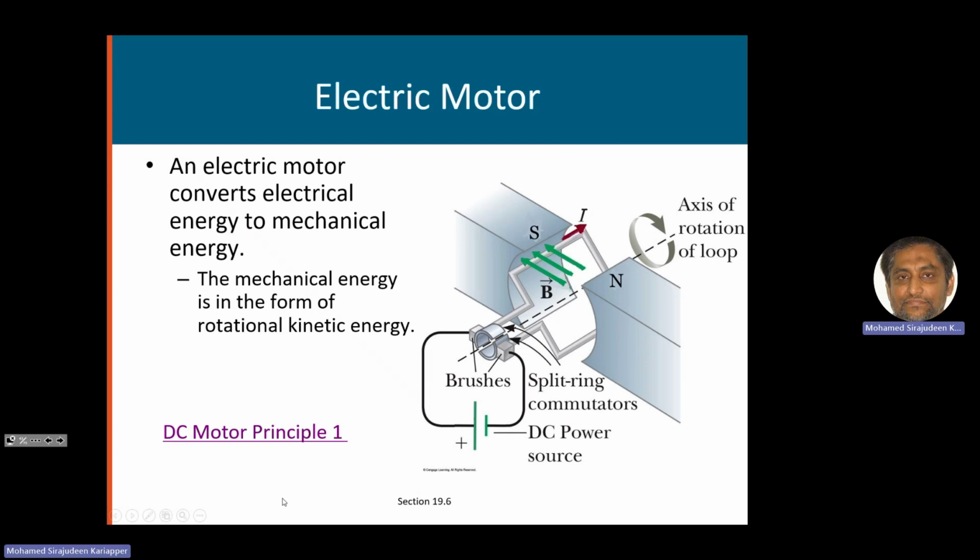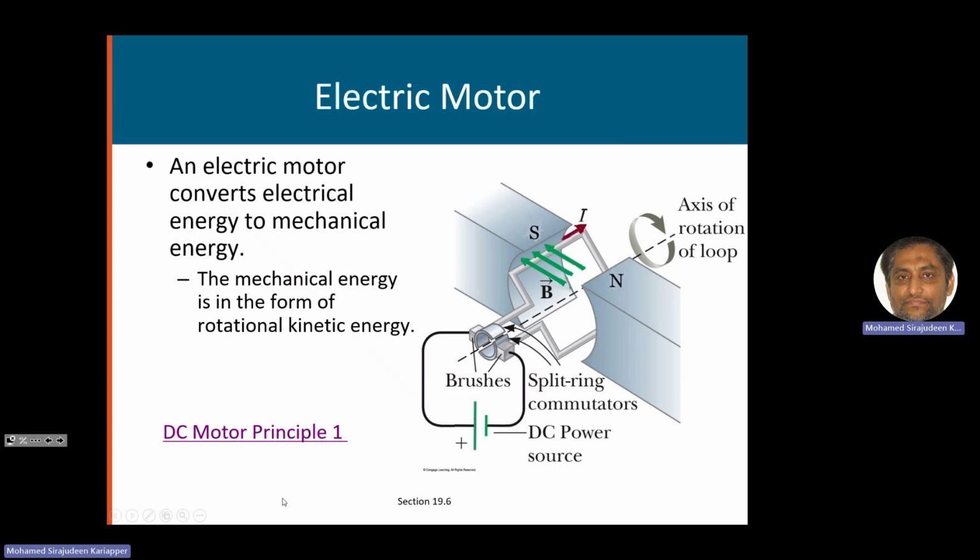We are still in chapter 19. In the last slide, we introduced the torque on a coil, on a current loop. If you keep that in a magnetic field, it will experience rotation because of the magnetic torque. So this has a great application, mainly converting the electrical energy to mechanical energy.